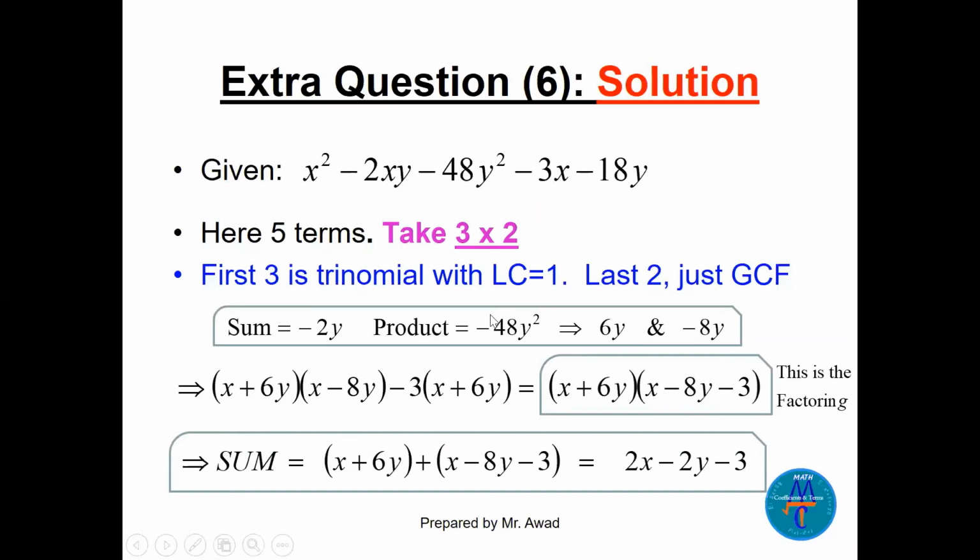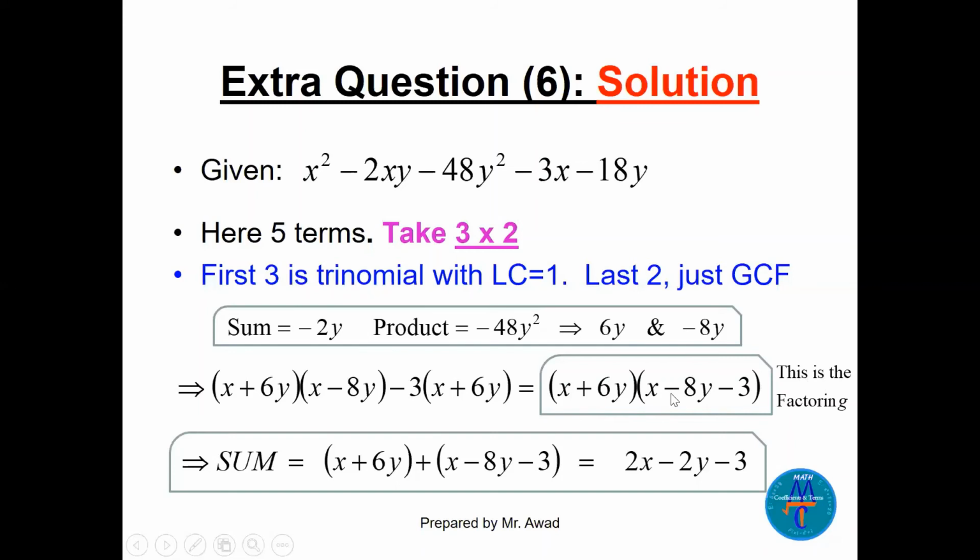If you take minus 3 out, this will be x plus 6y. See, I notice now x plus 6y is a common factor. You see this one here. So I take x plus 6y common. I take it here common. Now what's left is x minus 8y minus 3. This is the factor. And you see, this is the answer if we say factor it completely.